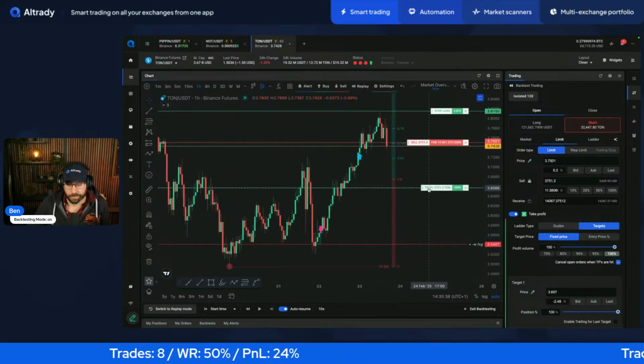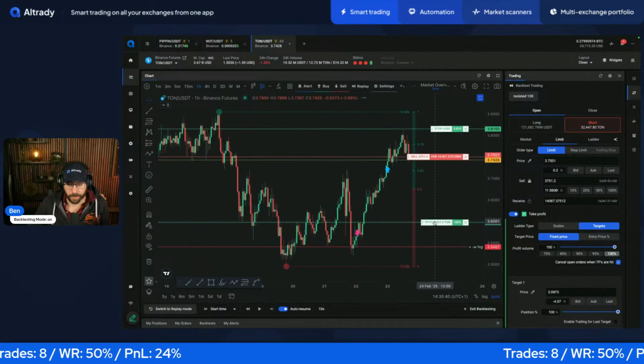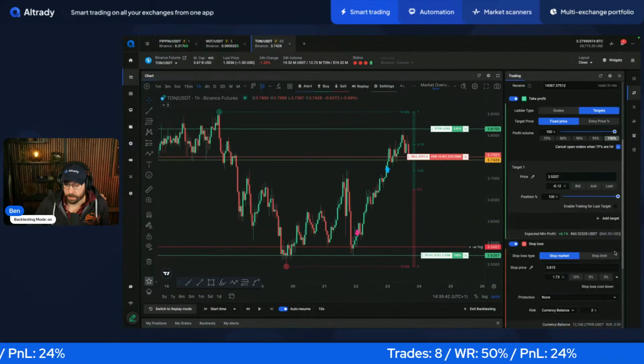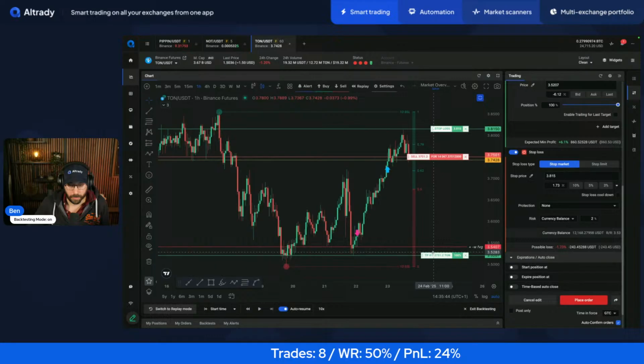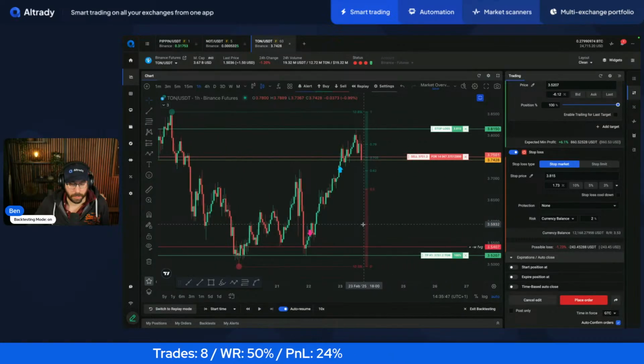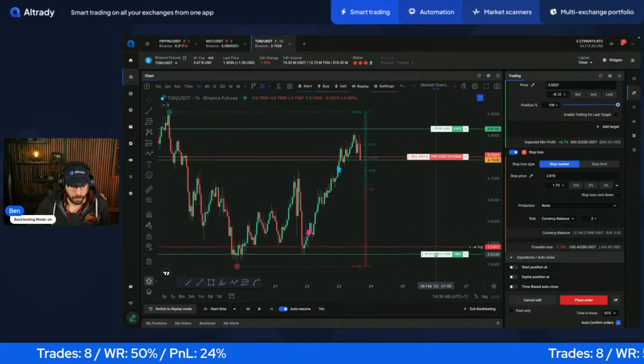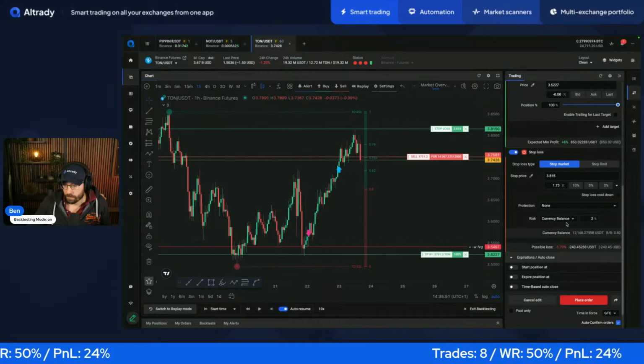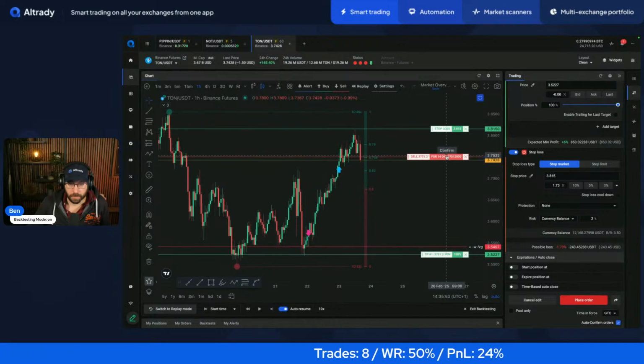And there's no fair value gaps in between. So we target, yeah, we target this one, I suppose, the internal liquidity. That gives us a 3.5. So let's do that.